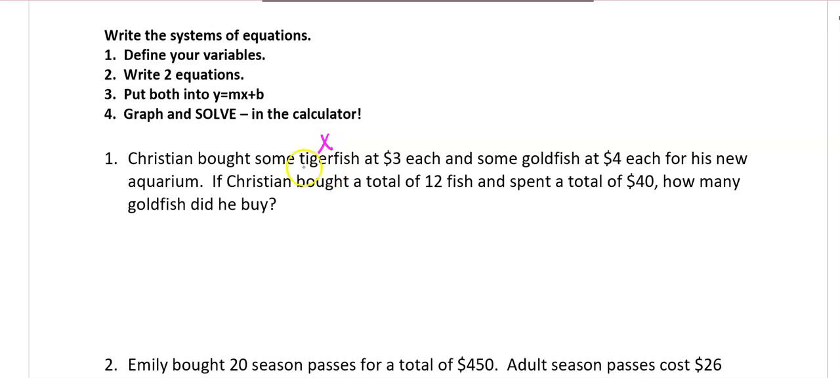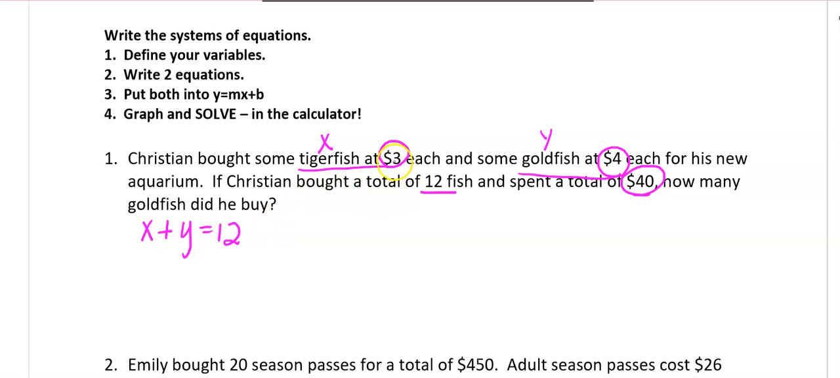X is going to be tiger fish at $3 each. Y will be the goldfish at $4 each. Okay, and then I know he spent a total of $40 for 12 total fish. So I know the number of tiger fish, which is x, and you can define your variables just by labeling it, plus the number of goldfish equals 12.